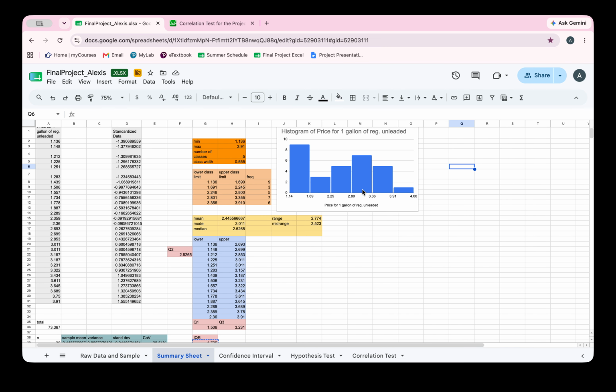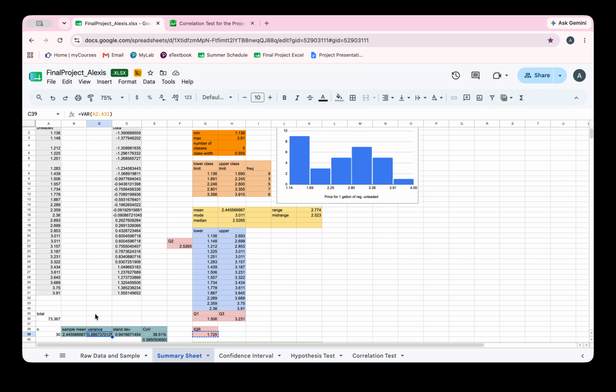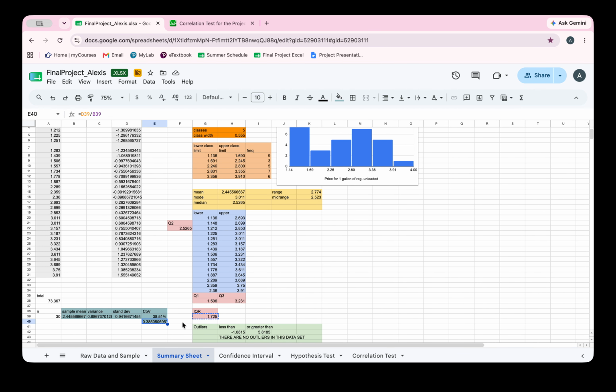And here you can see in yellow, I have our mean, mode, median, range, mid-range here. And going down here, I have calculated the variance, standard deviation, and coefficient. For variance, I used the formula VAR, and the standard deviation. Pretty easy on Excel, super handy. But I converted this to a percentage at 38.51% for the coefficient of variation.